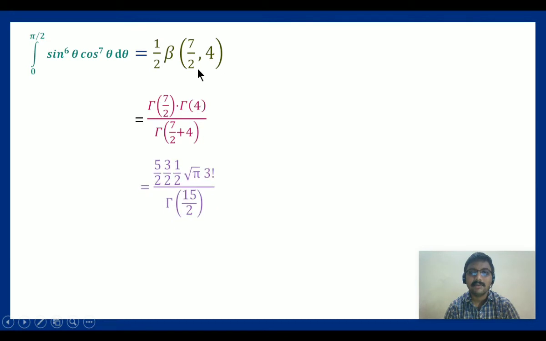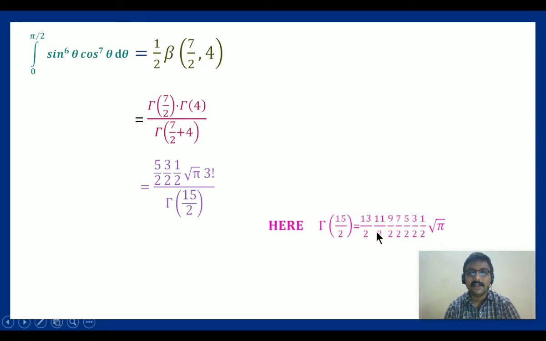Since beta of m, n is gamma of m into gamma of n whole upon gamma of m plus n, just replacing m as 7 by 2 and n as 4. Now we have gamma of 7 by 2 is 5 by 2, 3 by 2, 1 by 2 root pi. Gamma 4 is 3 factorial, and gamma of 7 by 2 plus 4 is gamma of 15 by 2. So here we have to know about the gamma function: gamma of n plus 1 is n gamma of n, and gamma half value is root pi.